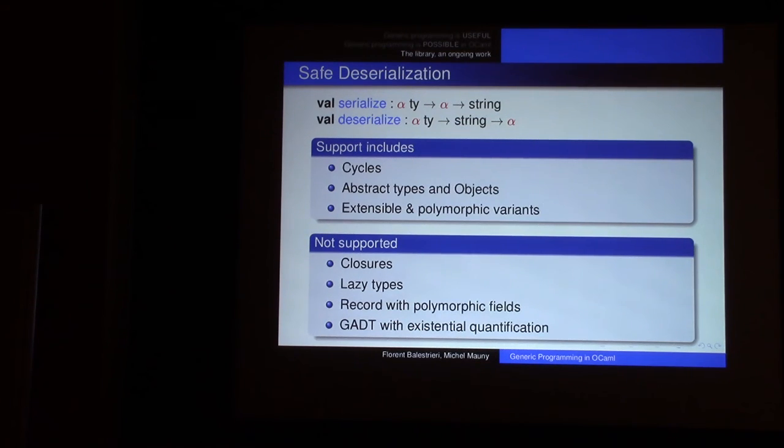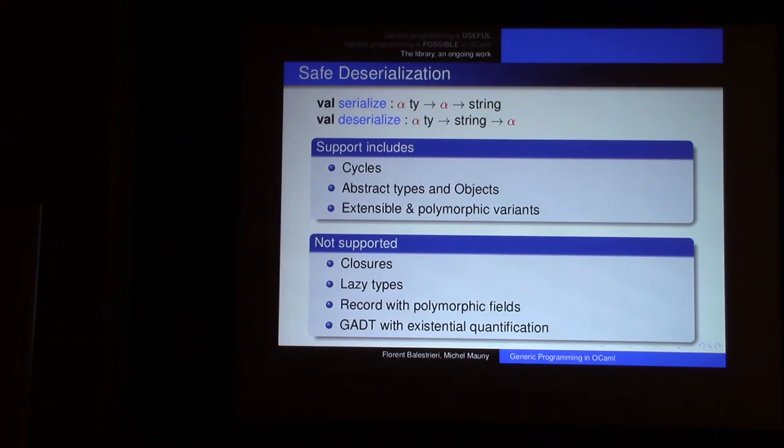Extensible and polymorphic variants. The things that we cannot deal with mainly are closures, because to type check a closure, we will need to know the types of the environment, and that will require modifying the compiler. Lazy types for the same reason, because a non-evaluated lazy value is a closure.